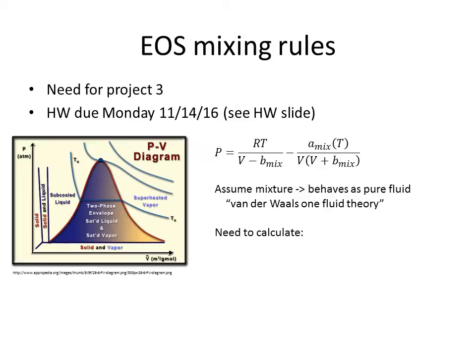But what do we need to do this? Well, we need to calculate the A and B parameters for the mixture. A is going to be a function of temperature again, just like before, and B will just be a function of critical properties. You can see them in the equation of state at the top here. So how are we going to calculate them? Well, we're going to use mixing rules, and I'm going to present some of the basic mixing rules on the next slide.